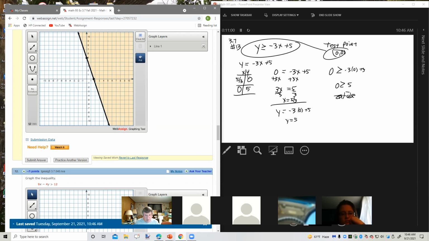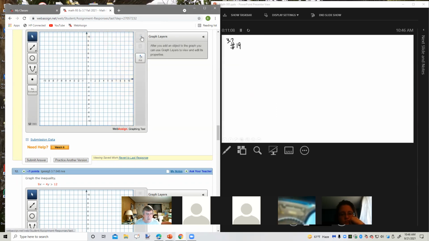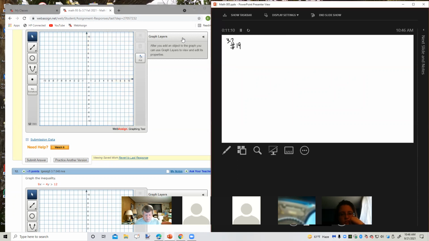This is going to be number 19 from section 3.7. And let's go back over here and clear that out. Okay. x minus 1.3 less than or equal to 0. So I'm going to look at the equivalent equation, or the related equation, x minus 1.3 equals 0.